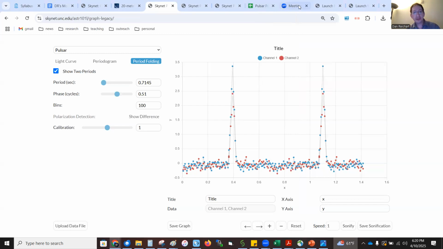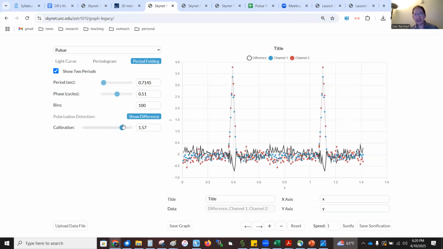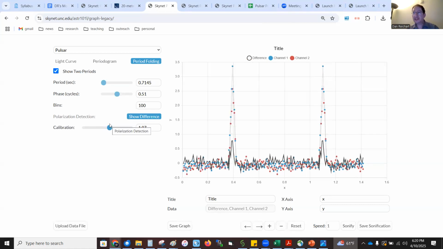Okay, so to see if it's polarized, first we press the show difference button. That's subtracting one channel from the other. And there appears to be a difference between the two channels. But we can't jump to conclusions. We can't assume that is polarization because these two channels may not be well calibrated to each other. There's a calibration slider here where we can multiply the second channel. You see we can make it larger or smaller. We need to know the right calibration to multiply that second channel so they're at the same level so they can be compared.